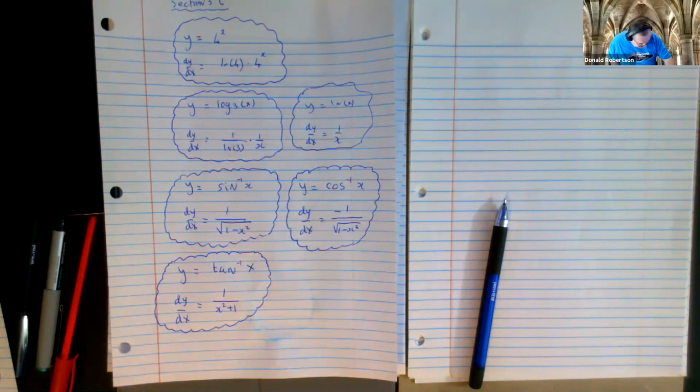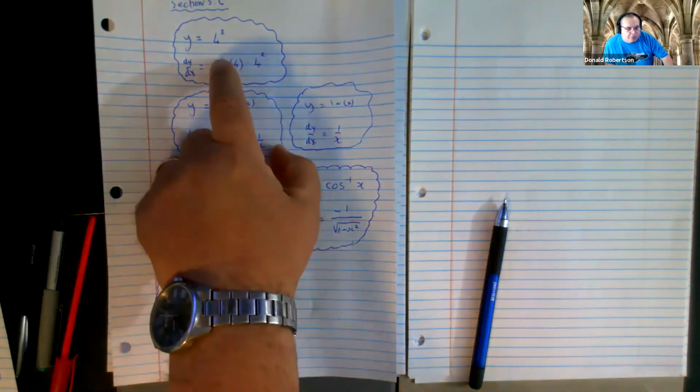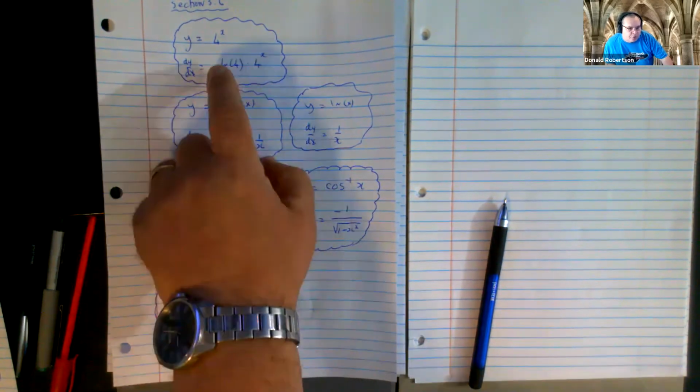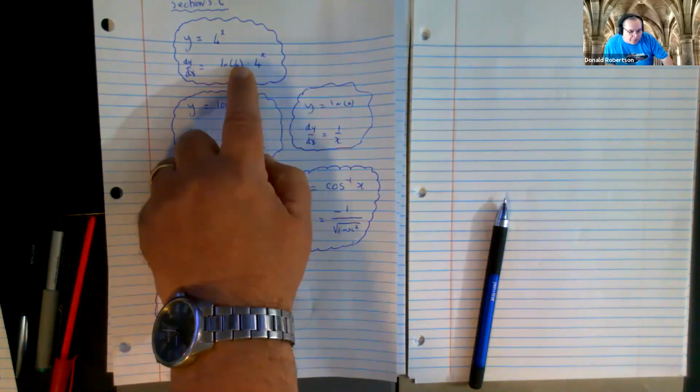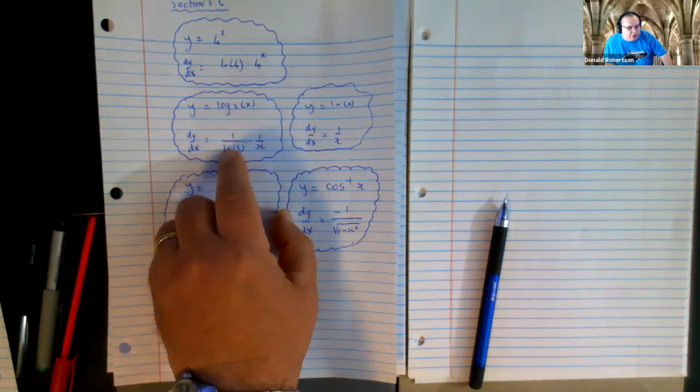One of the mistakes people make, because these two processes look so similar, is that they forget that when it's a 4 to the x, you multiply by the log. When it's a log to the base 4 or whatever, in this case 3, you divide by it. So that's just something you have to memorize.